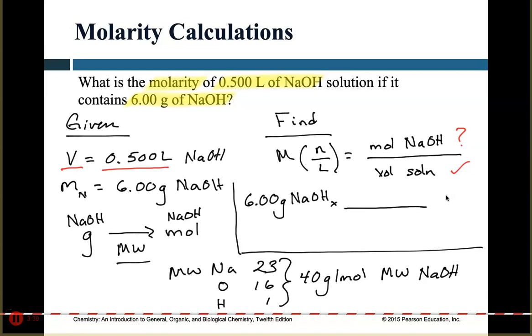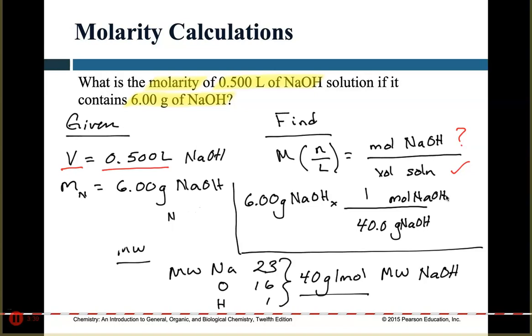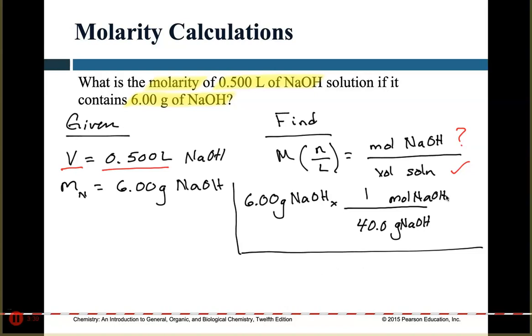I need to cancel out grams, so I know grams NaOH must be on my denominator, with moles NaOH on the numerator. I take a look here. If I had 40 grams of the NaOH, I would have 1 mole of that compound. I'm going to run out of space on this slide, so I have to clear some space off, for some things that we don't need or have just used. Our calculations for molecular weight, we're done using them. So let's get rid of that.